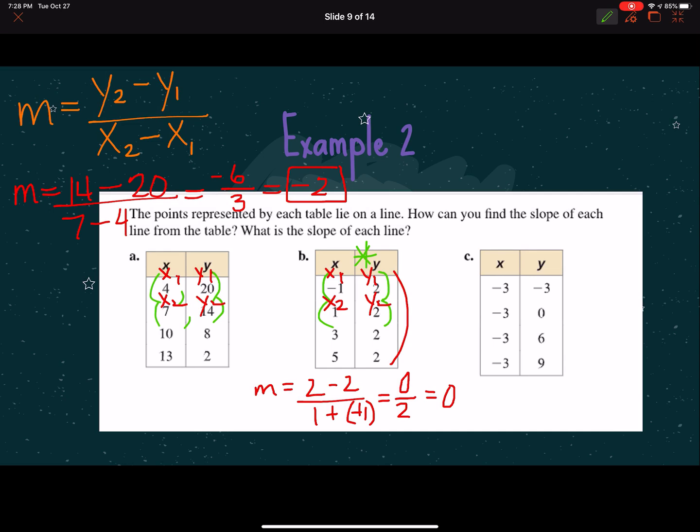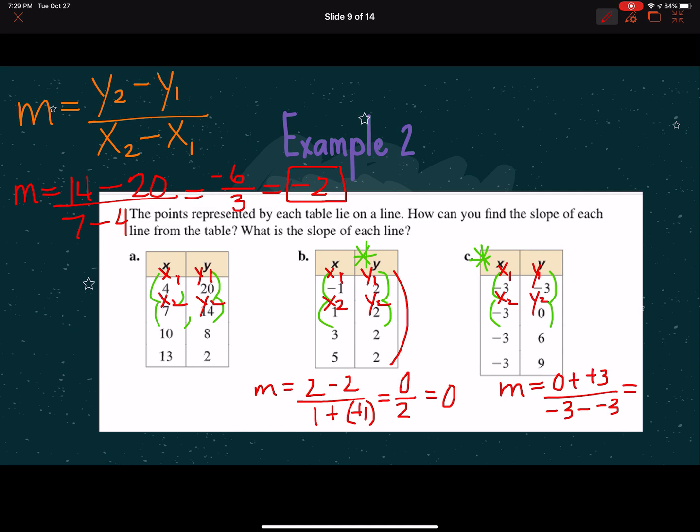Okay. Table C. Again, we're going to do the same thing. And if you've noticed in table C, our x values are the same. So wonder what that might mean. Let's use our slope formula, and let's go ahead and calculate our slope and see what that might mean when all of our x values are the same. There's no change happening in x. So I'm going to take y2, which is 0, subtract y1, which is -3, and then I'm going to take x2, which is -3, and subtract x1, which is -3.